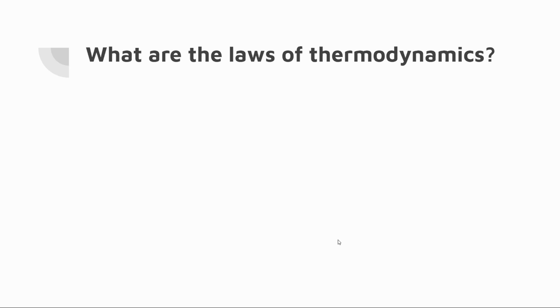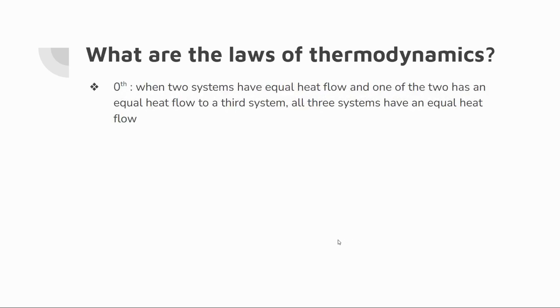And there are actually four laws of thermodynamics, and it starts with the zeroth law. So this law can be described as, the definition is when two systems have equal heat flow and one of the two has an equal heat flow to a third system, all three systems have an equal heat flow. So basically, it's saying something along the lines of if x equals y and y equals z, then x equals z.